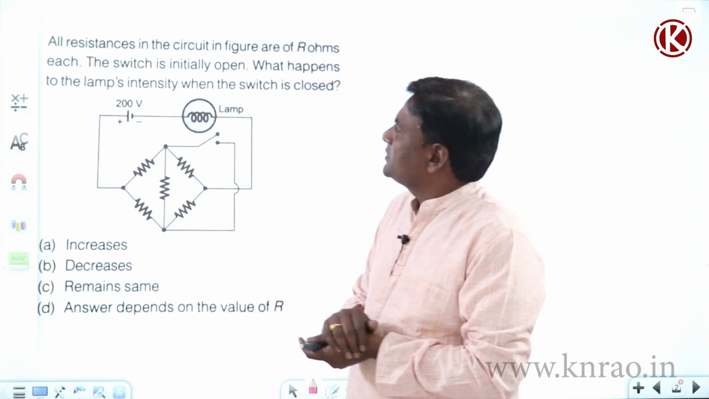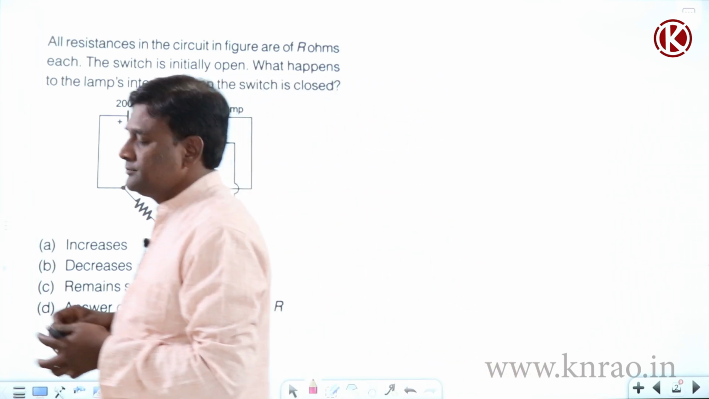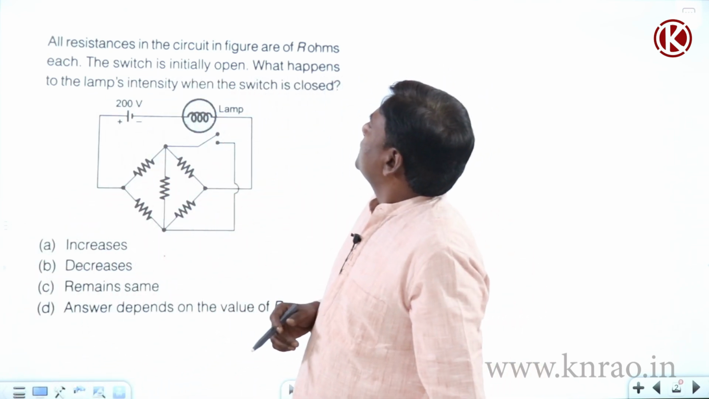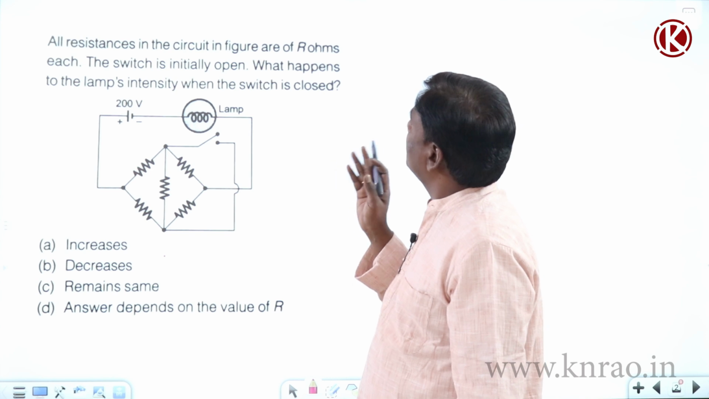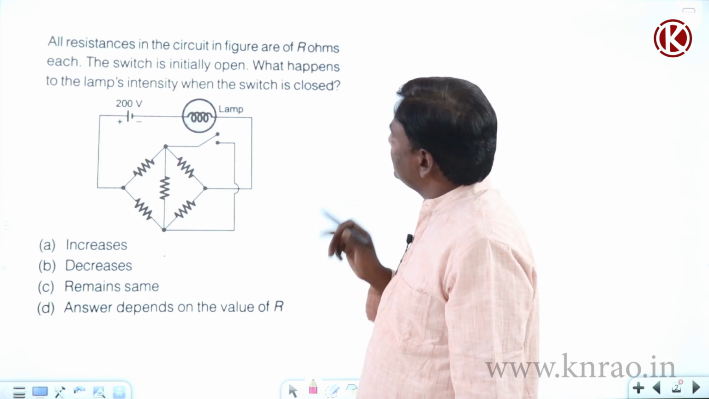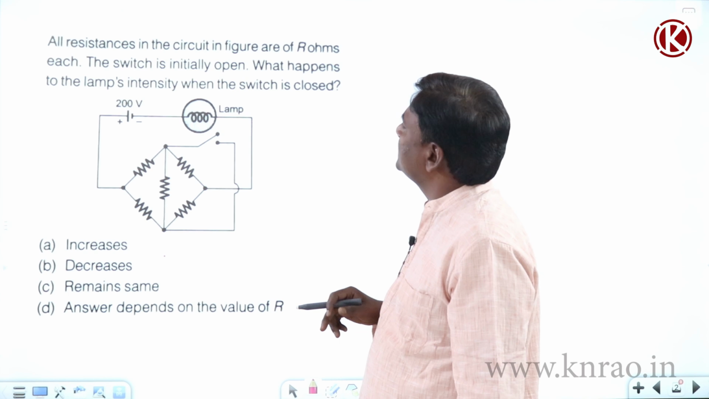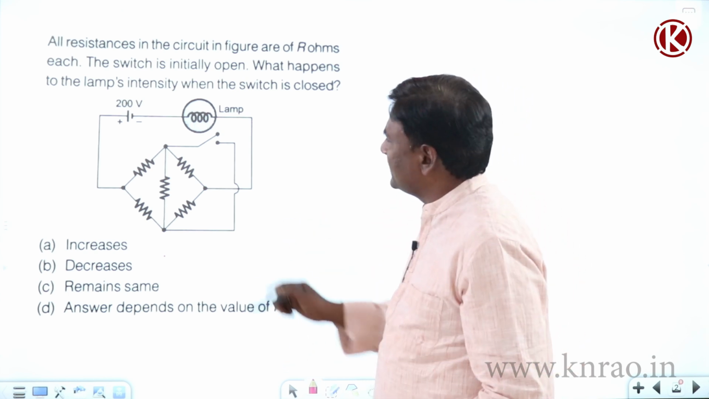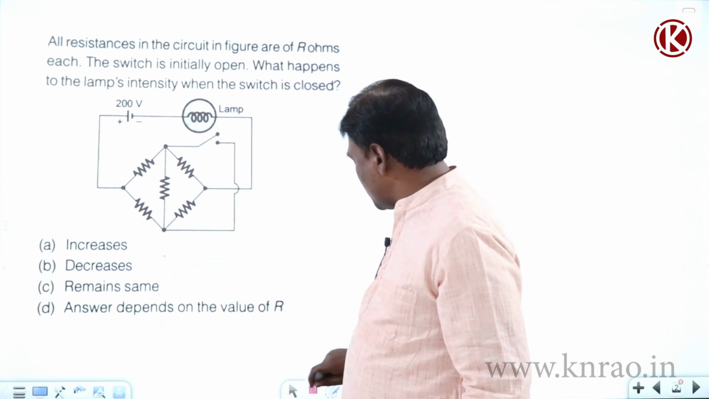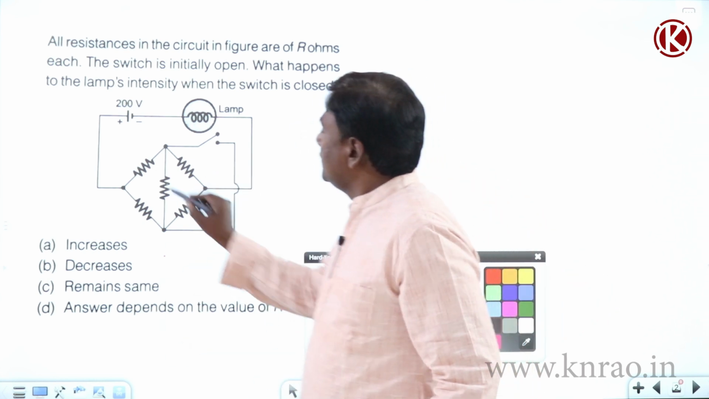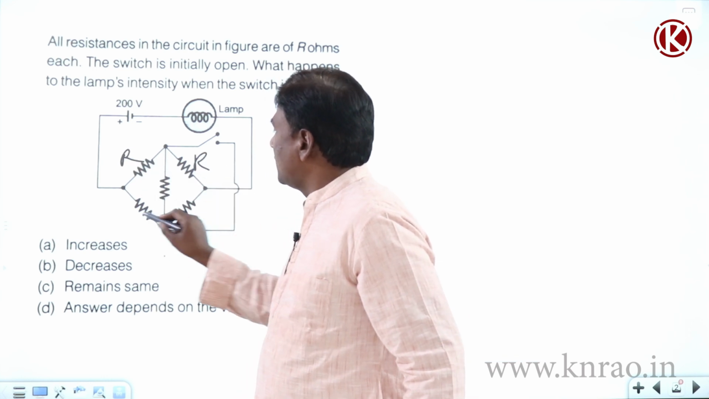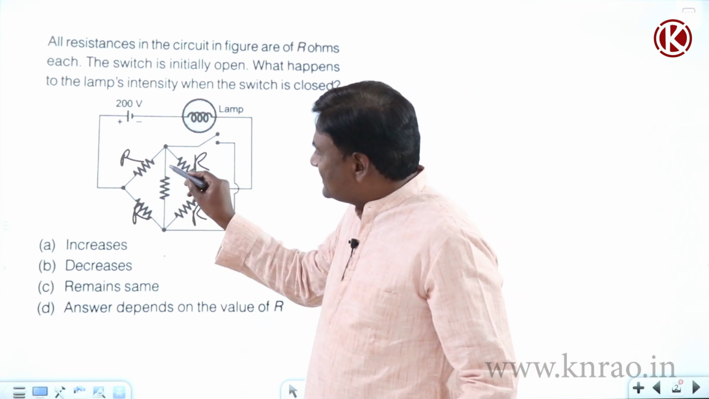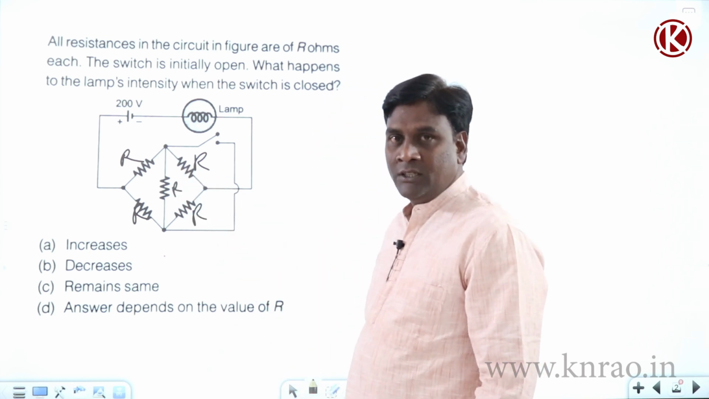Now let us think of this problem. Of course, this is an IES problem only. In this problem, all resistances in the circuit in figure are of R ohms each. The switch is initially open. What happens to the lamp's intensity when the switch is closed? It is simple. See here, all resistances are R only. So this is R, this is R. Now at starting, this is having the value of resistance R.